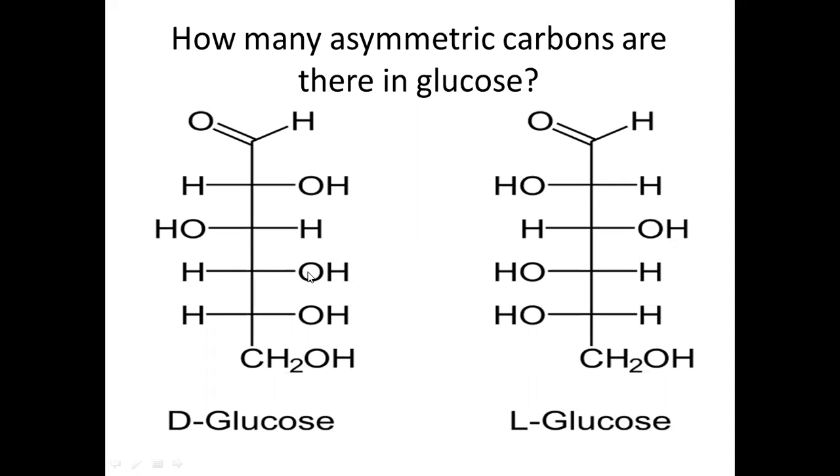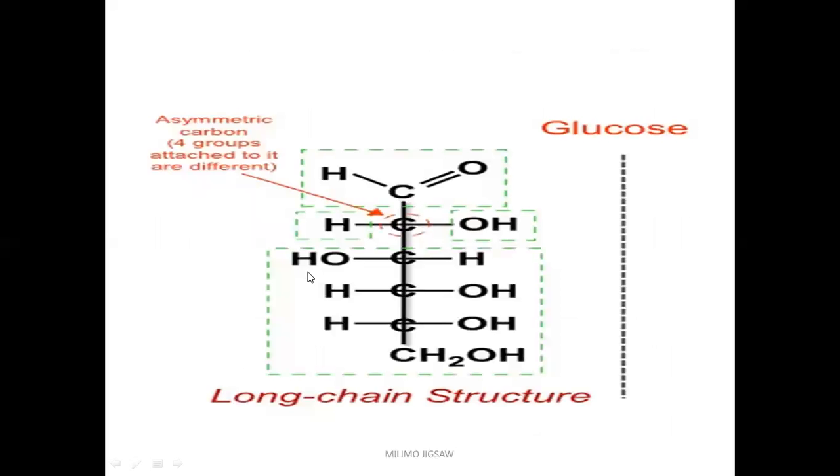So how many asymmetric carbons are there in glucose? 4. So it has 4 asymmetric or chiral carbons. Is that clear? Okay, great. So this is just an illustration of what I was explaining. The asymmetric carbon has 4 groups attached to it, which are different. They have to be different.